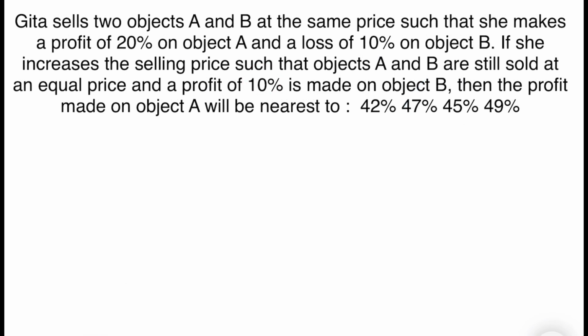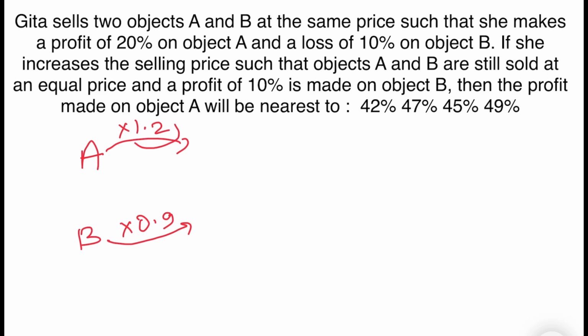So now to solve this question quickly, guys, we need to observe that for the objects A and B, the selling prices are the same such that A has a profit of 20%. So the cost has been multiplied by 1.2, and B has a loss of 10%. So the cost has been multiplied by 0.9. So the selling price of A is a multiple of 1.2 obviously, and the selling price of B is a multiple of 0.9.